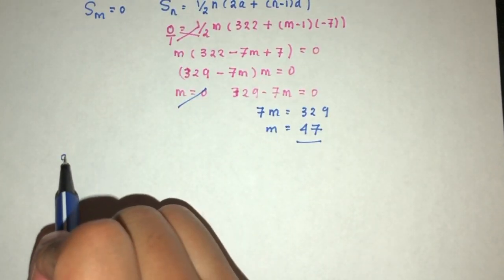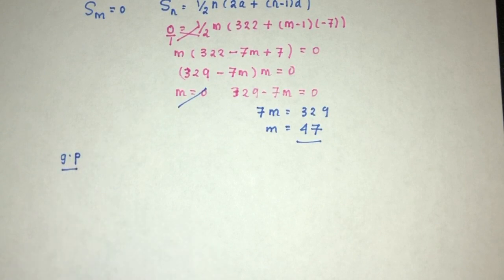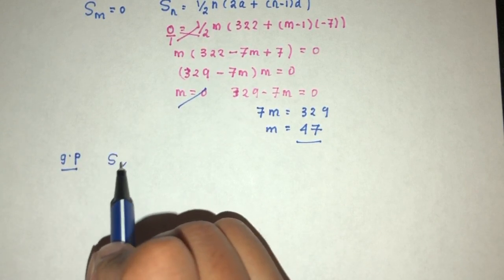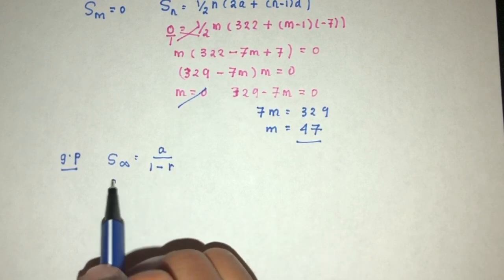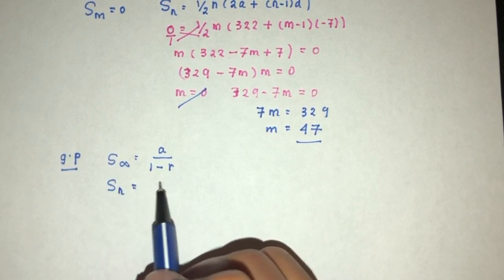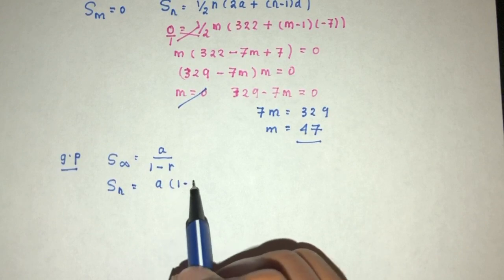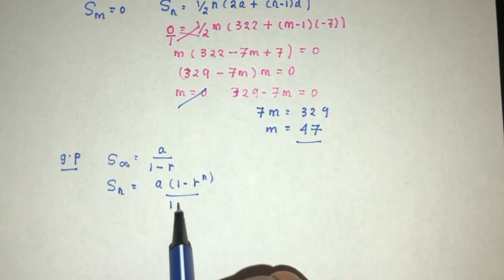So we know we have a GP right now, right? Now the sum to infinity should be what? A over 1 minus R. The sum of the first n terms is given to you by what? A times 1 minus R power n over 1 minus R.